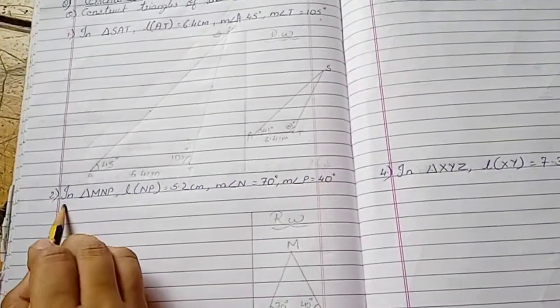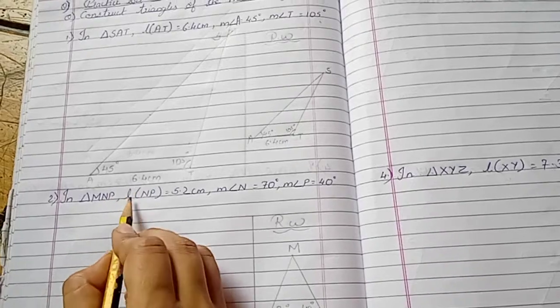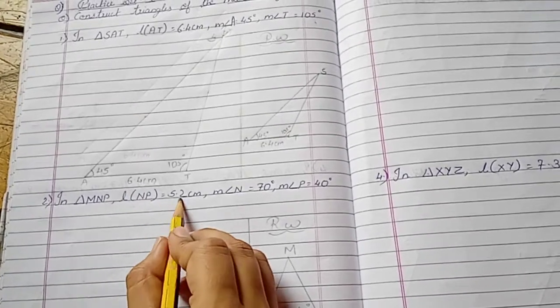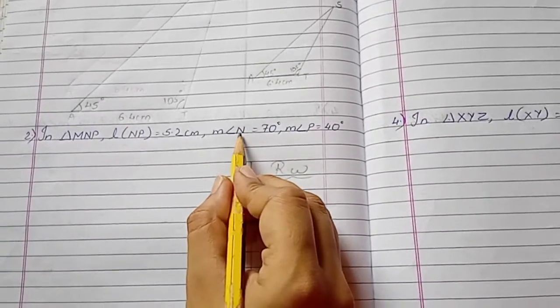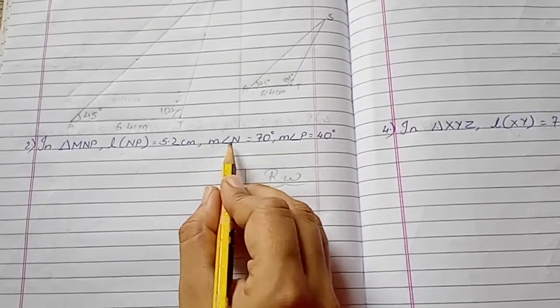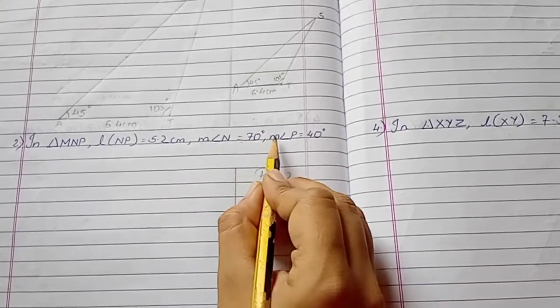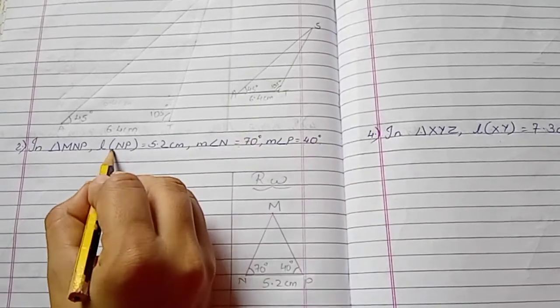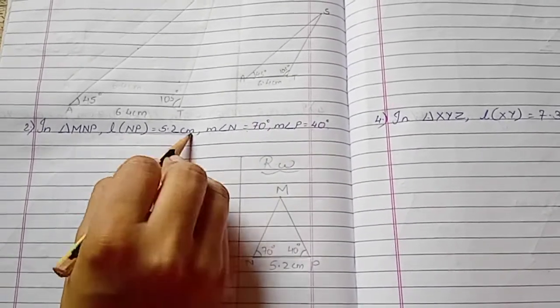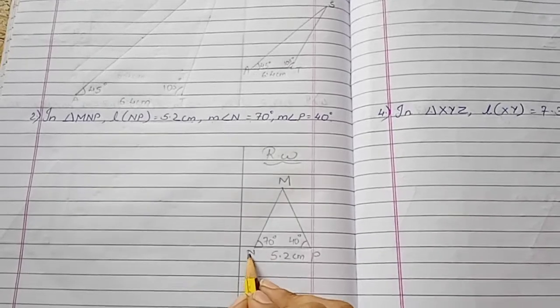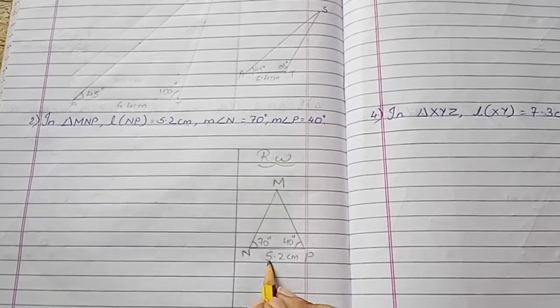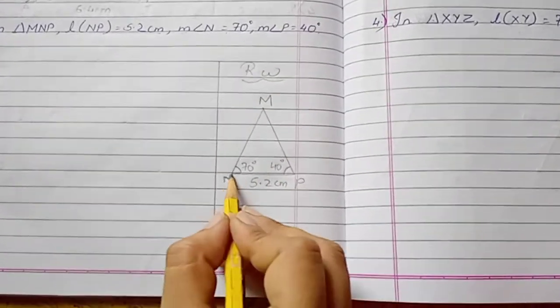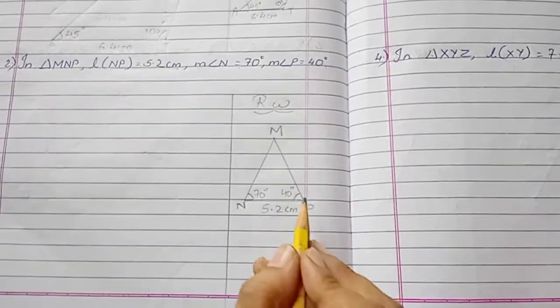Similarly I will do it with triangle MNP. Length of NP is equal to 5.2 centimeters, measure angle N is equal to 70 degrees, measure angle P is equal to 40 degrees. In this they have given one segment, that means that is the base. So here you have to write NP is 5.2 centimeters and you have to take the degrees like this.